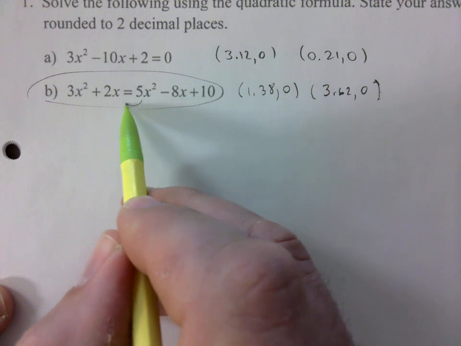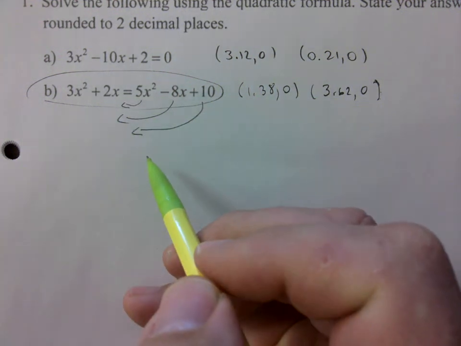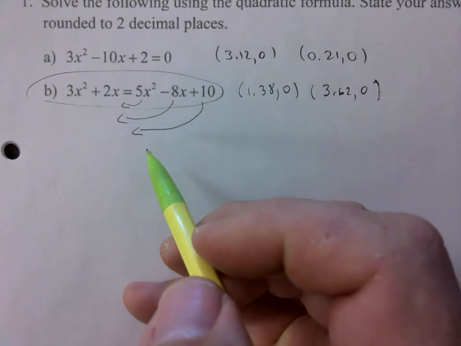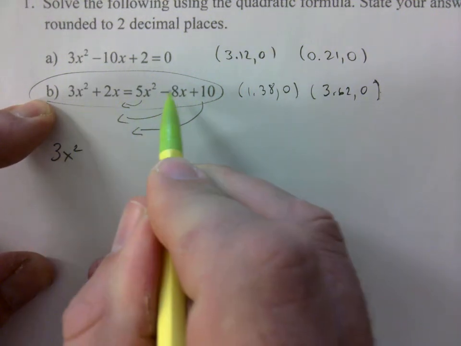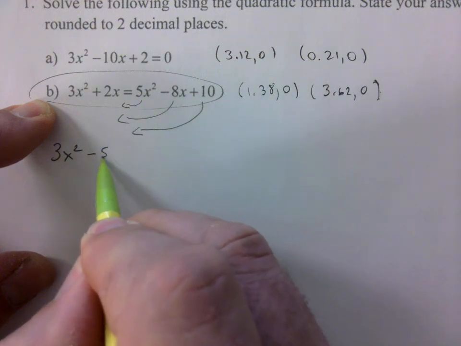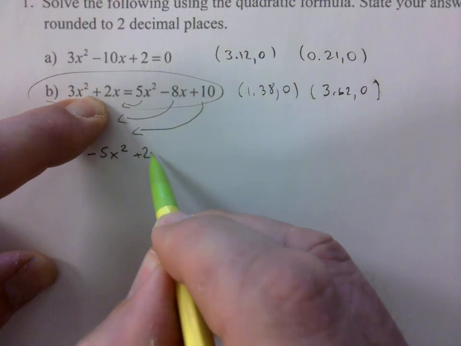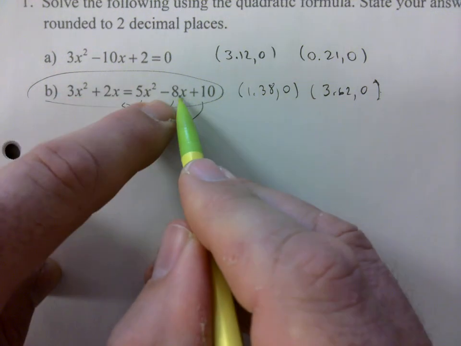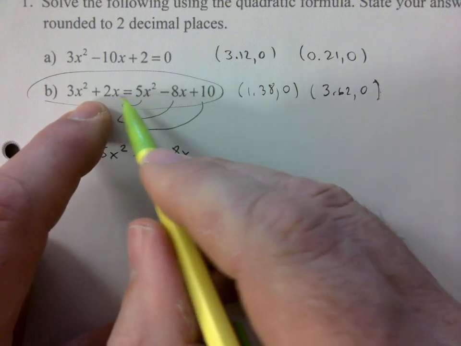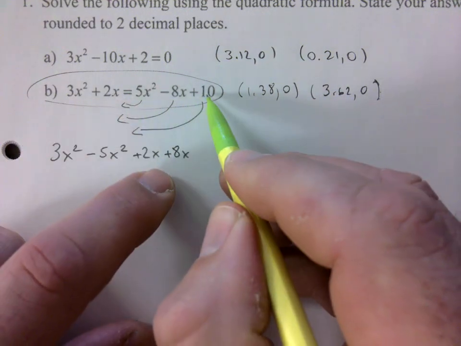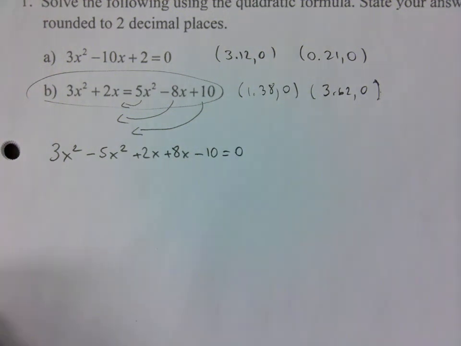I will bring everything over to this side, okay? But please show that. Some of you are just doing it in your head, and then you might make a mistake. So I will go like this. 3x squared. The 5x squared comes over subtracting, okay? Then I grab the next item that's already on the left side. This negative 8 comes over adding, okay? And then there's nothing else. So this constant here comes over subtracting, negative 10, that's equal to 0.